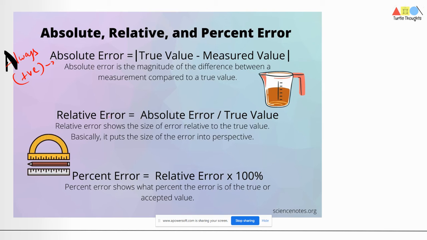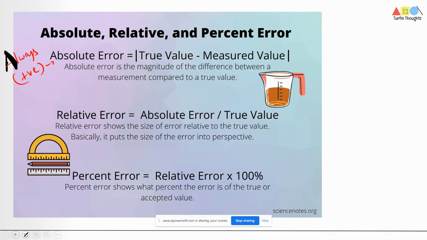Relative error. Relative error is the ratio of absolute error to the true value. Relative error shows the size of the error relative to the true value. Basically, it puts the size of the error into perspective. Third one, percentage error. Percentage error is simply relative error multiplied by 100. The percentage error shows what percentage the error is of the true or accepted value.